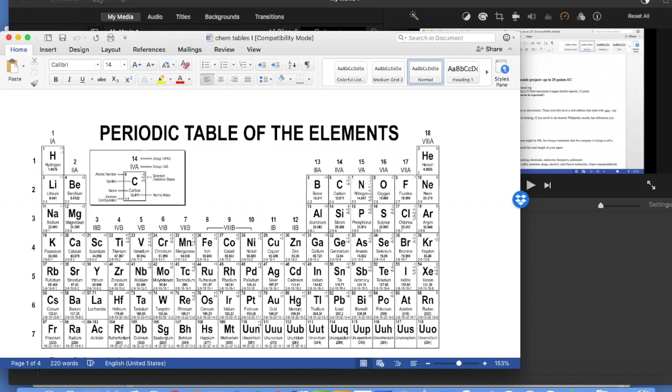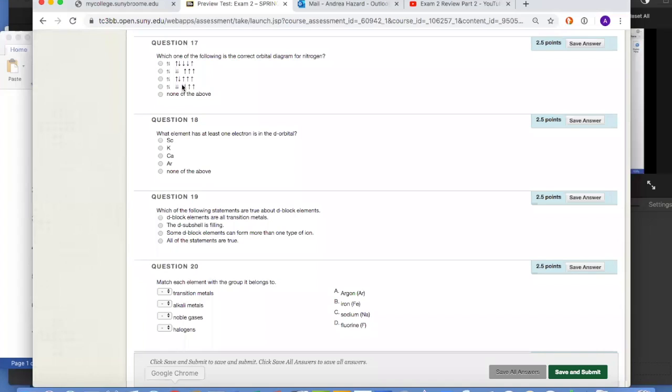So if we go back and look at the exam, I think all the choices have 7 electrons. They all have the correct number of electrons. So what we have to look at here is the arrangement. Within an orbital, according to the Pauli exclusion principle, electrons have to have opposite spins.